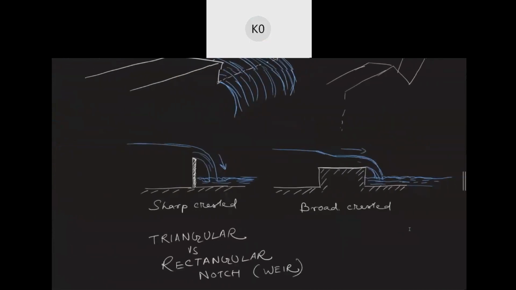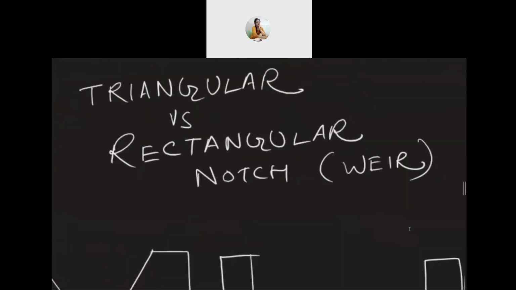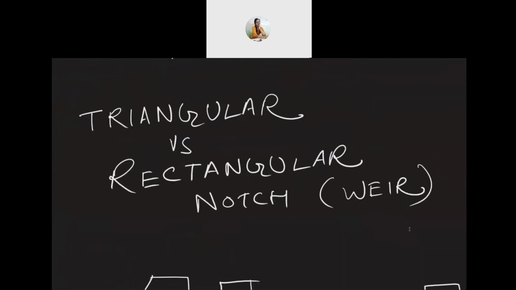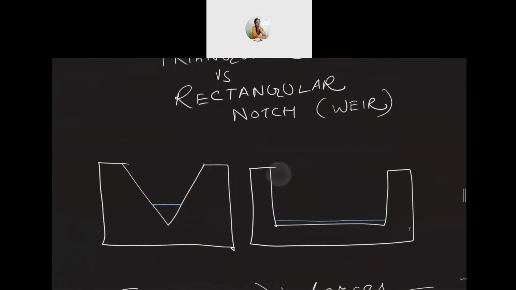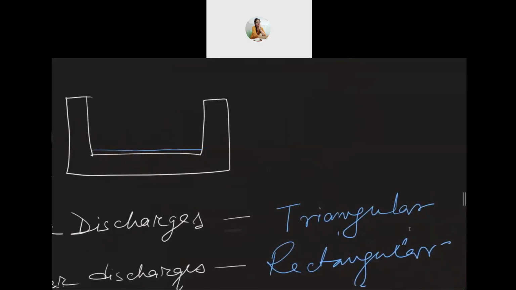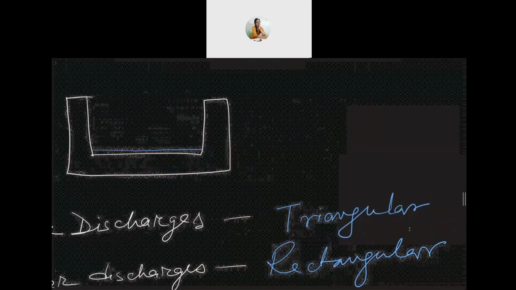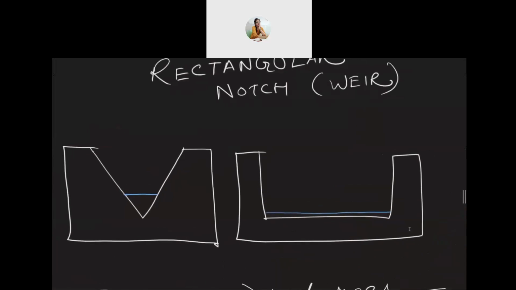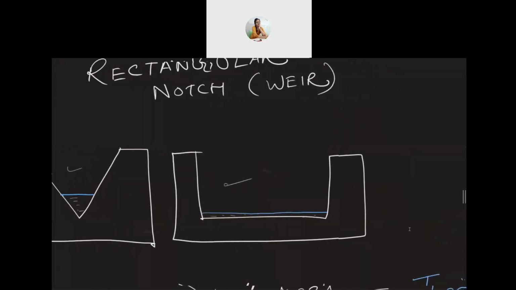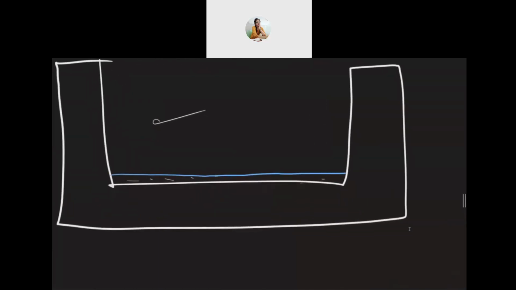Now let's discuss the difference between triangular and rectangular notch. A triangular notch is mostly useful for measurement of very small amounts of discharge. As you can see, in this case and in this case, let's say that the discharge amount is the same. But the problem is, for a rectangular notch to have the same discharge, the head is very small. And this very small head is difficult to measure.